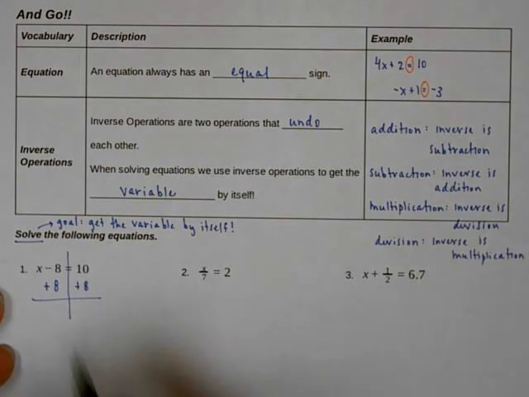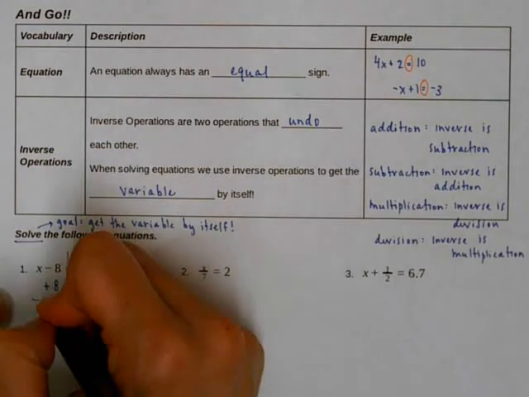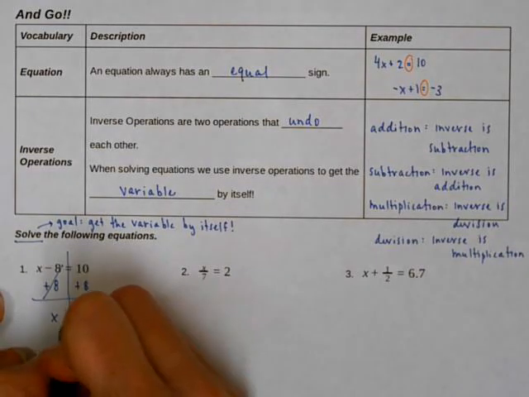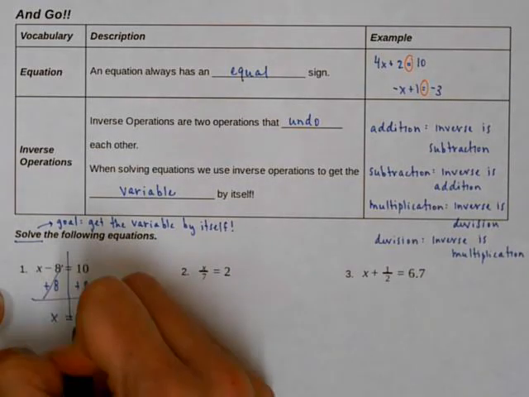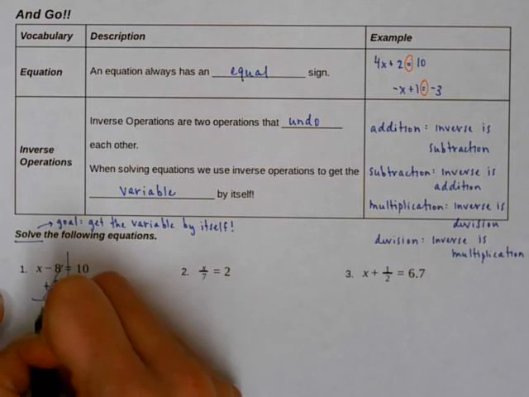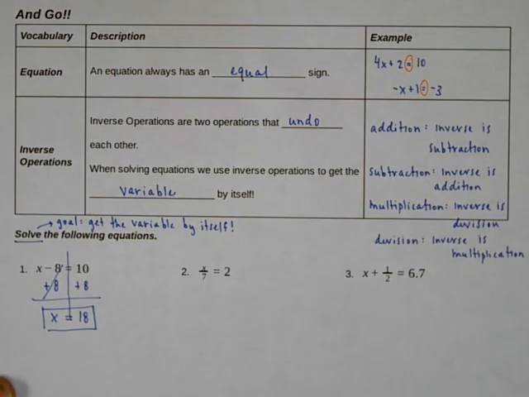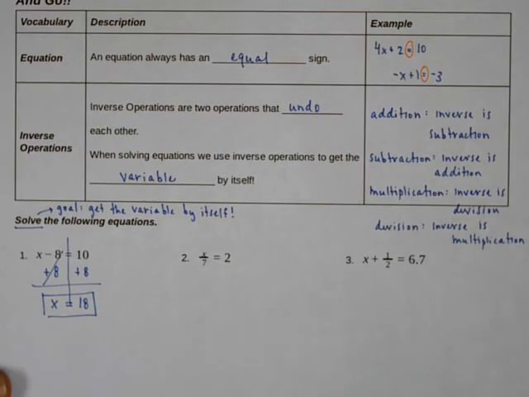The nice thing that happens here is negative 8 plus 8 is just 0, so those are going to cancel and x is by itself. And now on the right side, if I do 10 plus 8, I get 18. So my solution is x equals 18. Now one nice thing about these equations is it's really easy to check and see if your answer is right. And here's how you can do that.